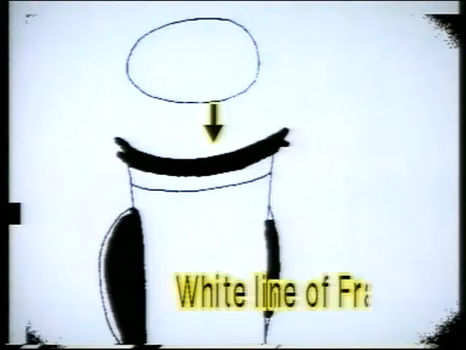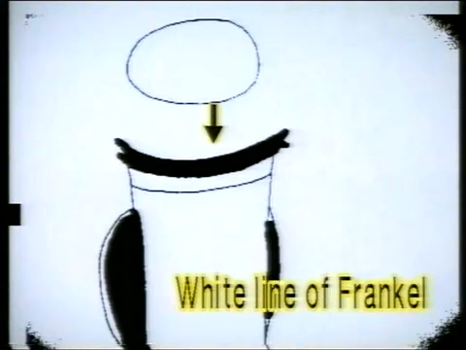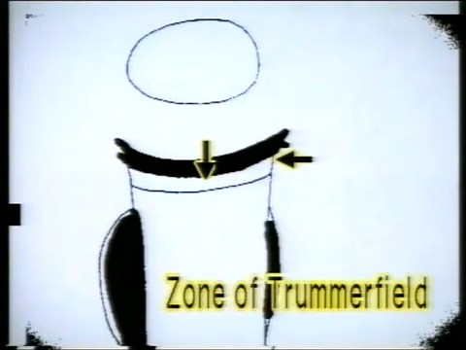The zone of provisional calcification becomes dense and is termed as the white line of Frankel. Just below it is a radiolucent zone called the zone of Trummerfeld. The margins of the metaphysis may show spurs due to marginal fractures termed as Pelkan spurs. Later, there may be subperiosteal hemorrhages with periosteal reaction and sometimes large subperiosteal hematomas which get calcified.